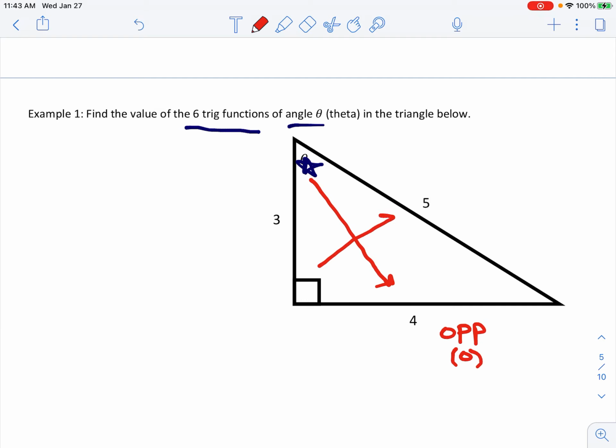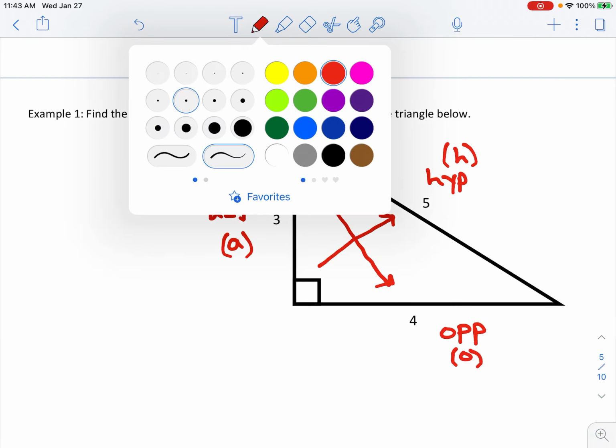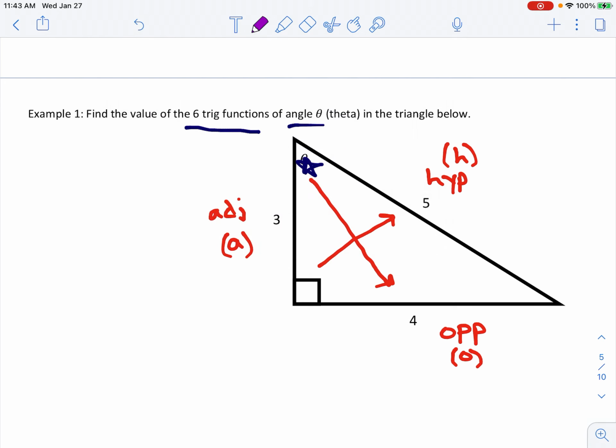Next, I'm going to always go across from my 90, because I know across from 90 is always the hypotenuse, which I'm going to call H. That means the last side has to be the adjacent, which is A. Now, I would encourage you to stay with that order when you label them, because the adjacent usually gives kids the most difficulty.